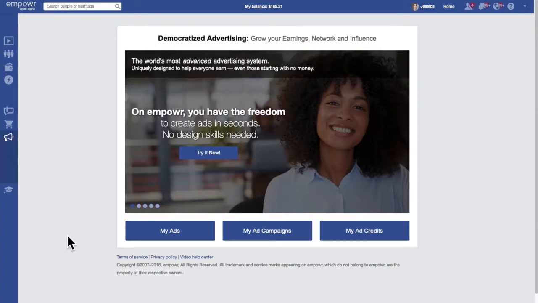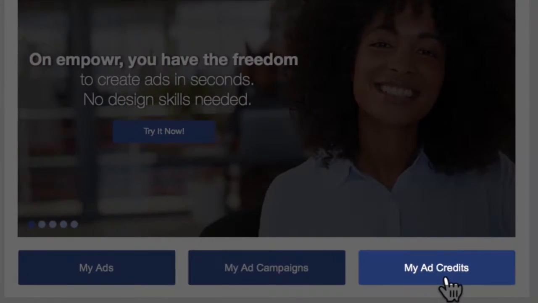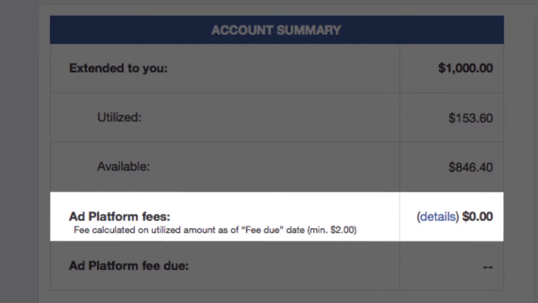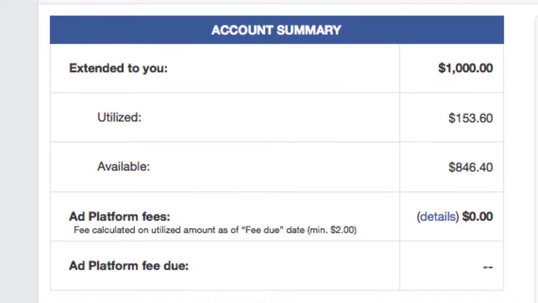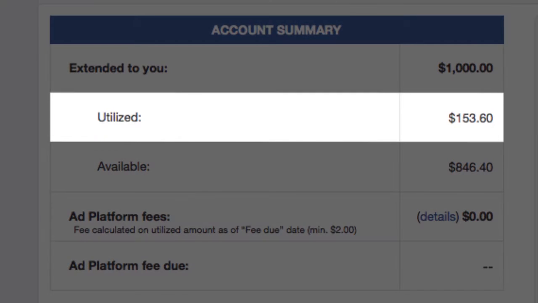By the way, you don't need to do any math yourself. I'll show you where you can find the information already calculated for you. But first, what might you owe the platform? 1. Any unpaid ad platform fees, if you chose to not pay them each month. If you chose to pay them each month, then you probably owe 0 in ad platform fees. 2. Any ad credits you utilized.